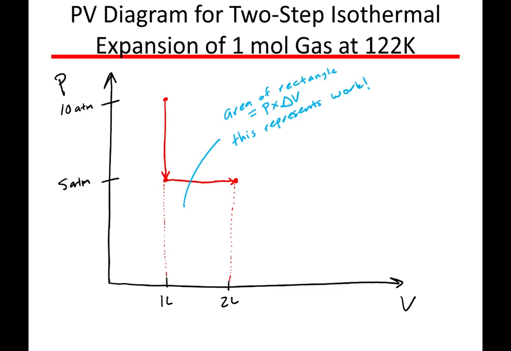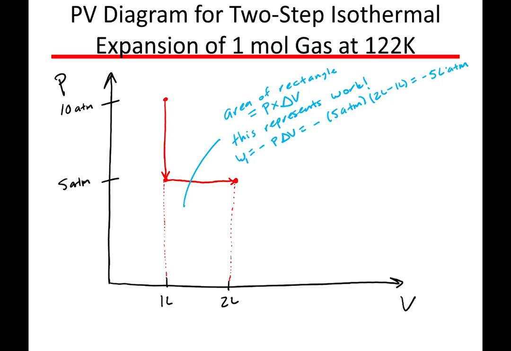We could calculate the work that's done in this step by saying work is equal to negative P times delta V. And the pressure here is at 5 atm, right? And the change in volume is our final volume of 2 liters minus the initial volume of 1 liter. So the work for this first step, I'm going to call it W sub 1, is equal to negative 5 liters times atmospheres.